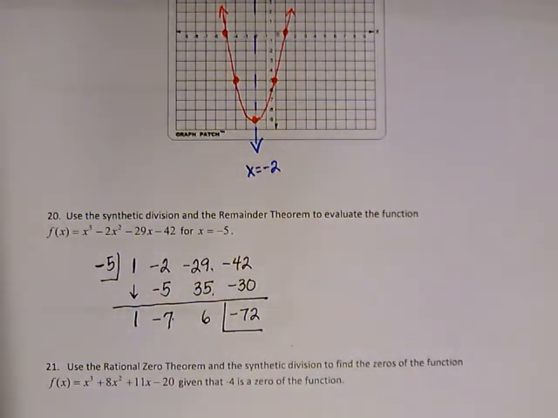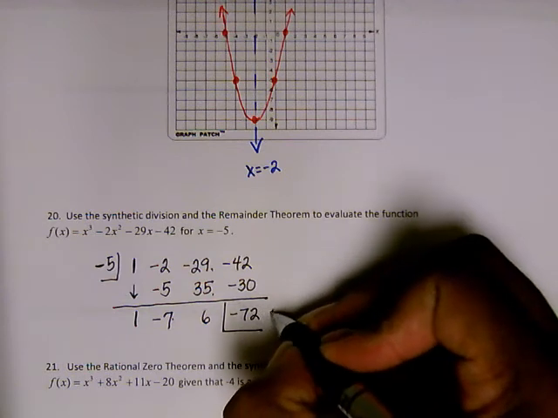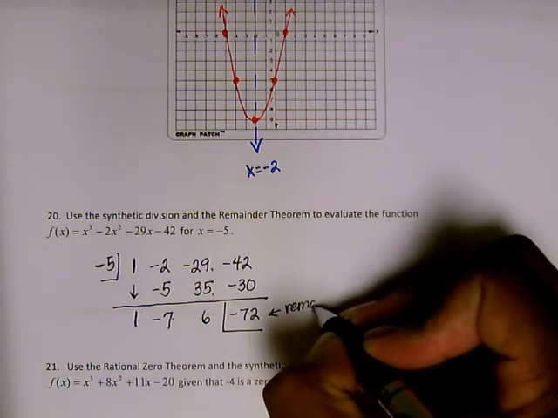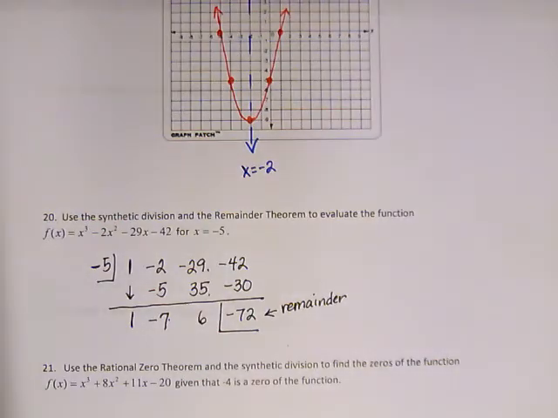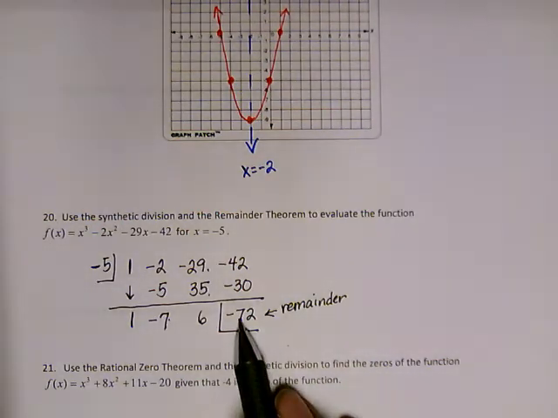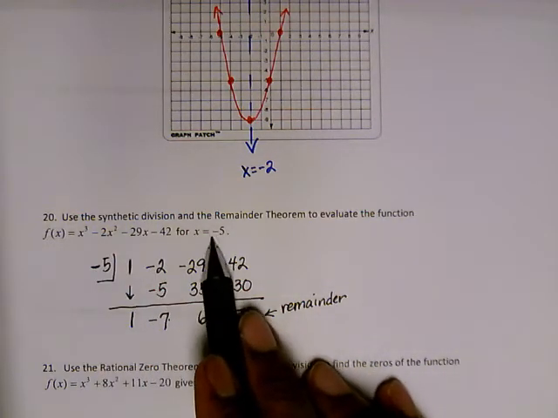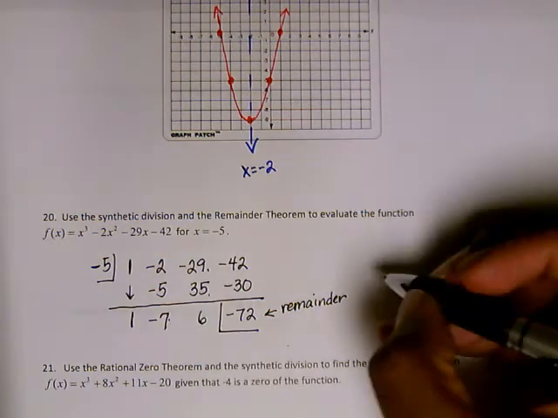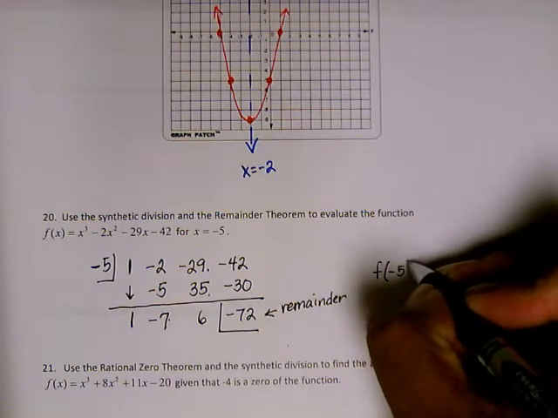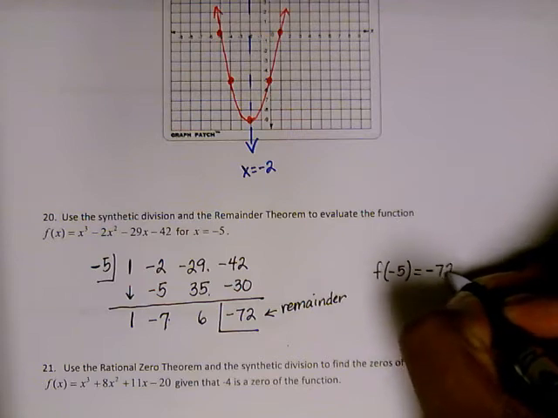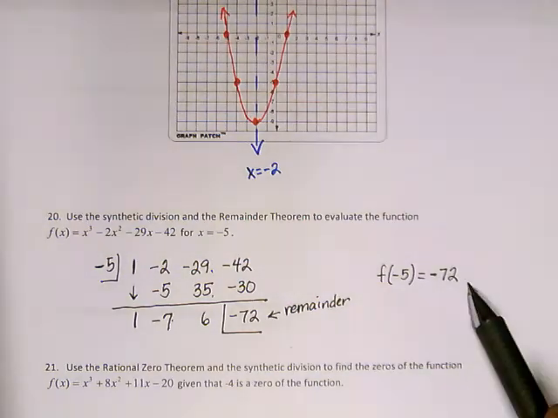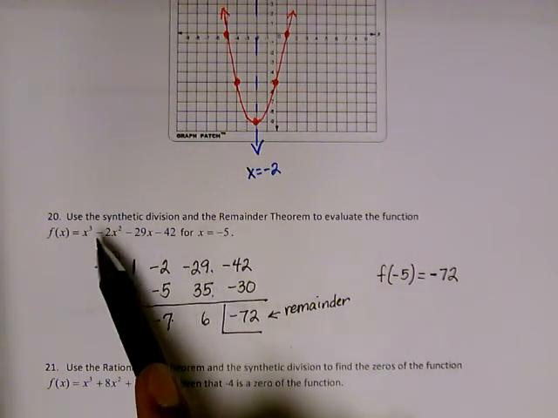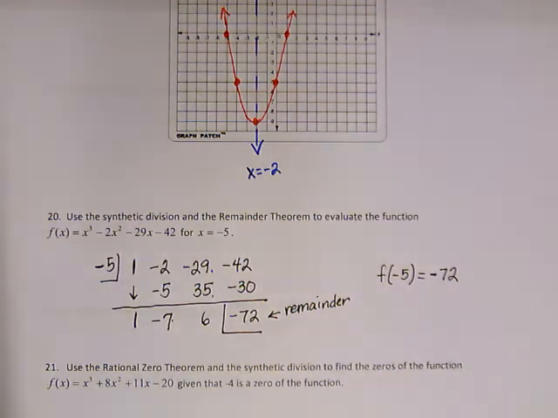Now, in synthetic division, the last number in the last row represents the remainder. And for the remainder theorem, here, that remainder represents the value of that particular function f of x when x is equal to negative 5. So I can conclude that f of negative 5 would be negative 72. And you would get the same f of x value if you replace the x with negative 5 in the original function f of x.